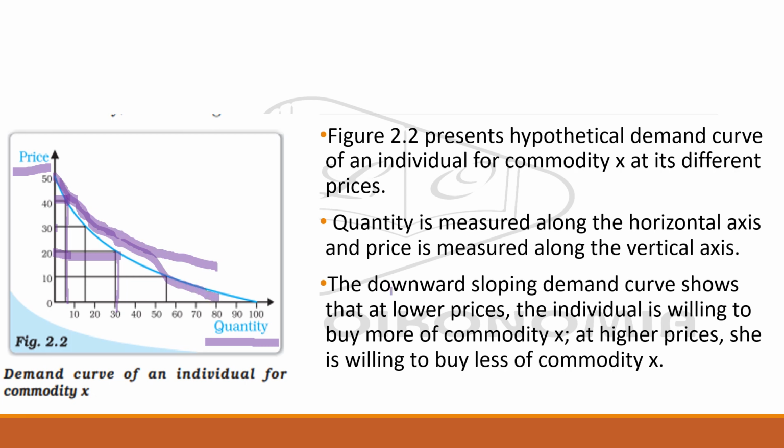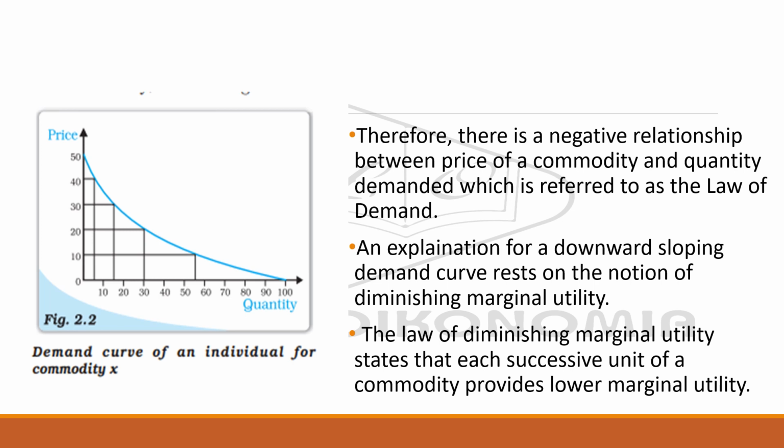Okay, so you have a negative relationship between the price of the commodity and the quantity you demand, and this is known as the law of demand. So there exists an inverse relationship between price and quantity demanded, but you keep the other factors influencing your quantity demanded constant.